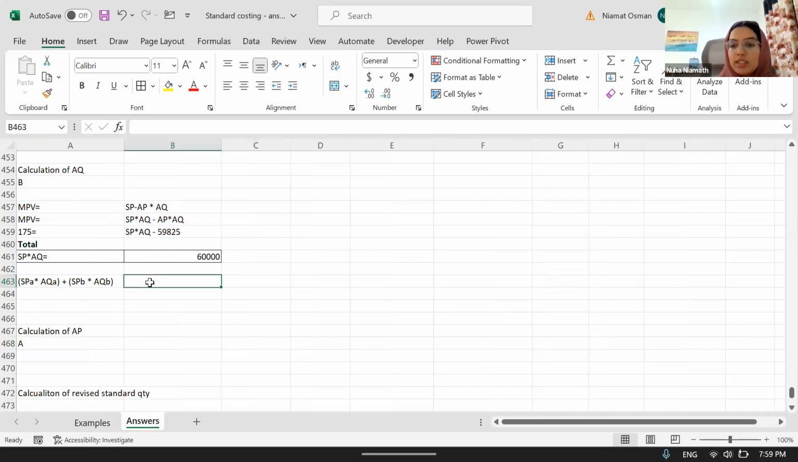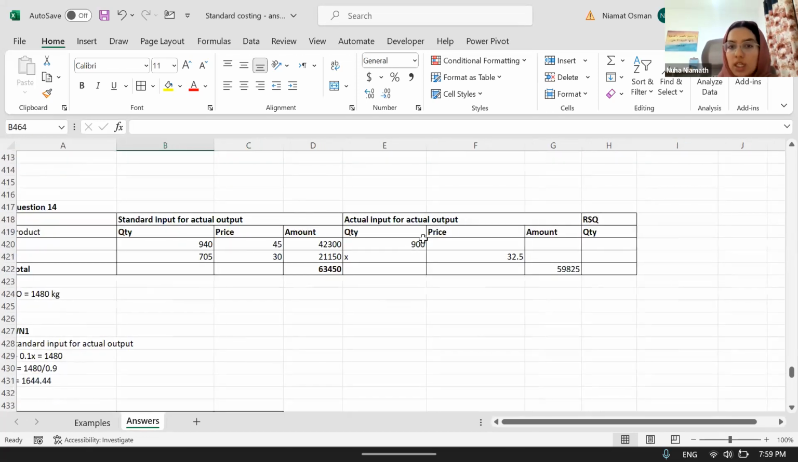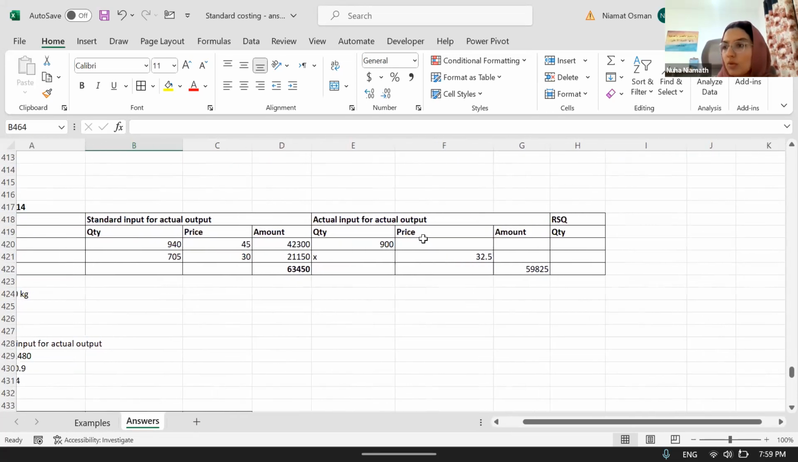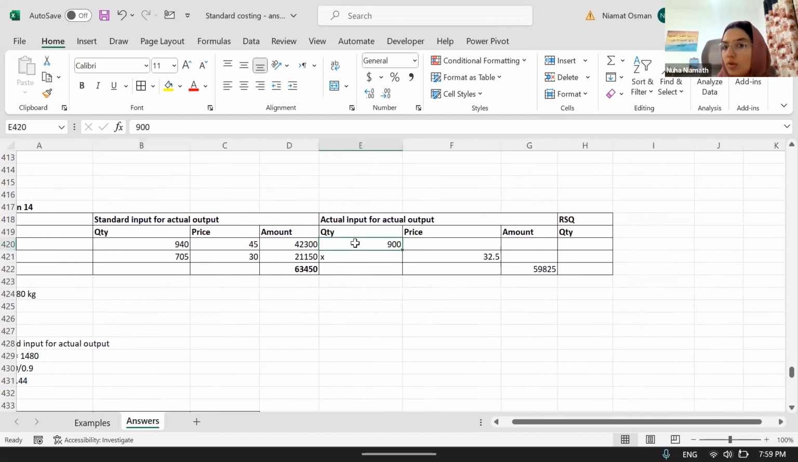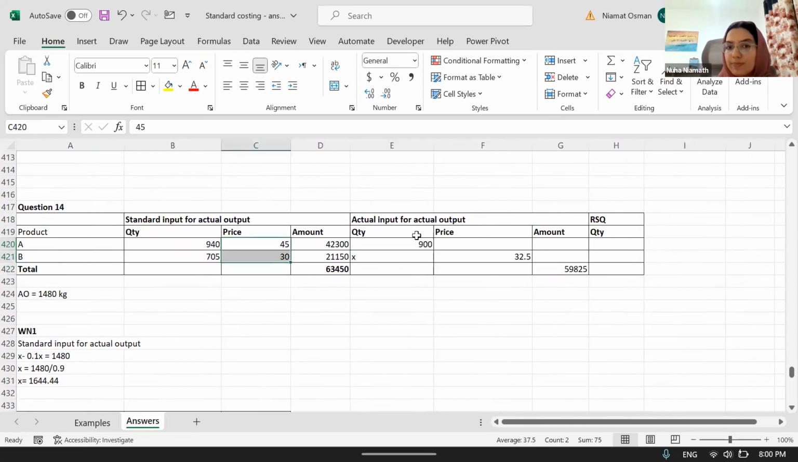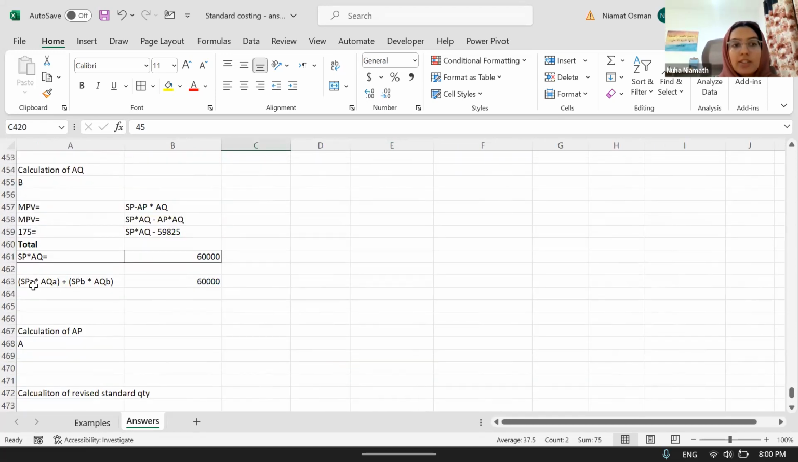Okay. So this is equal to 60,000. Now, what happened is, if you go back to the chart, we have AQA and we have the standard rates for both. So let's start placing it. SPA is how much?